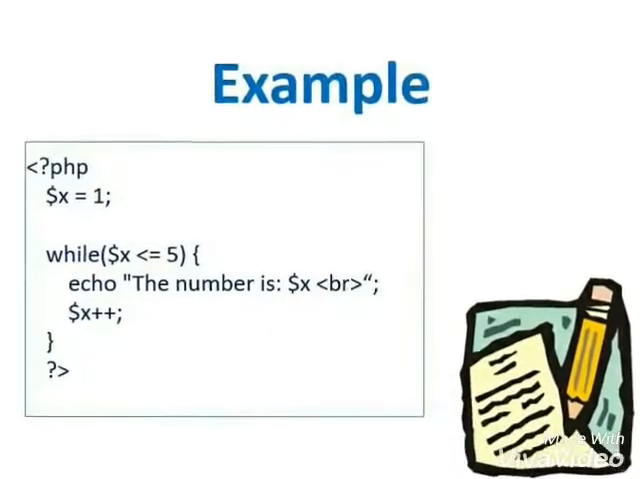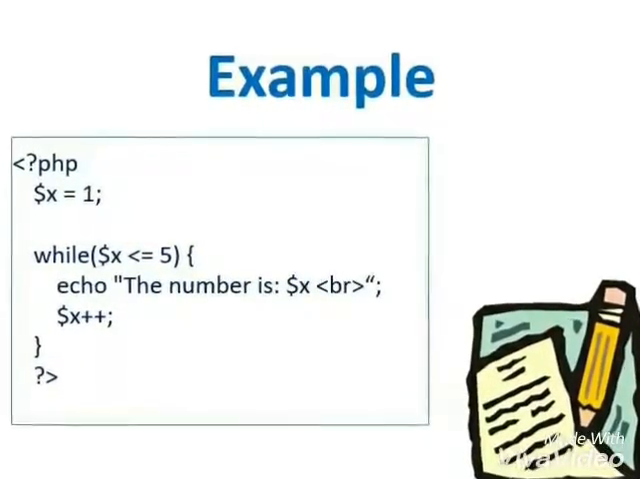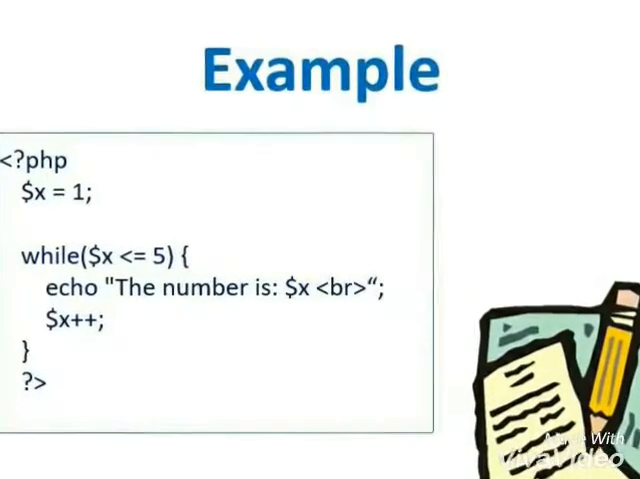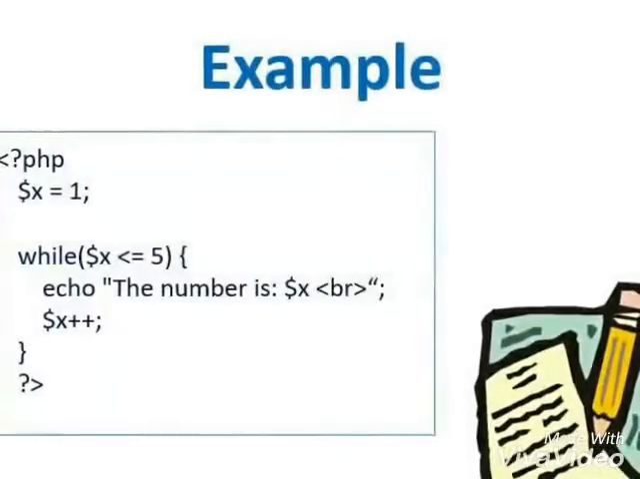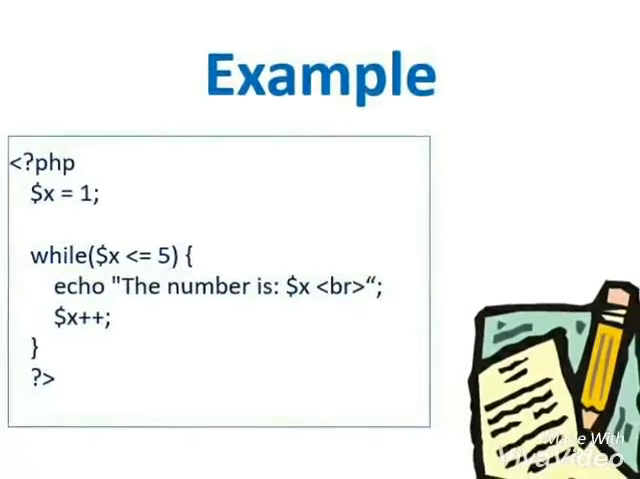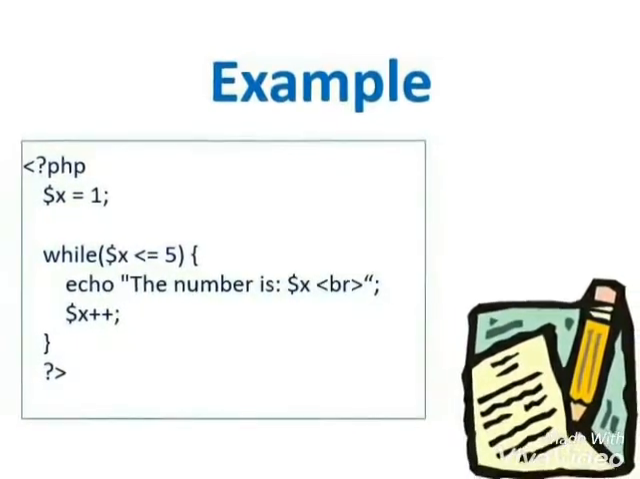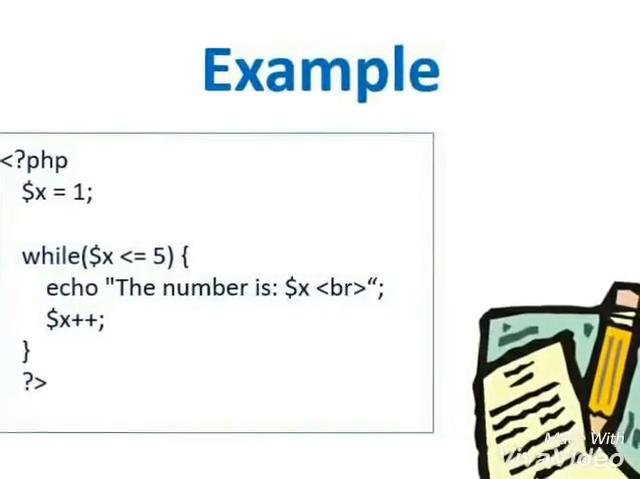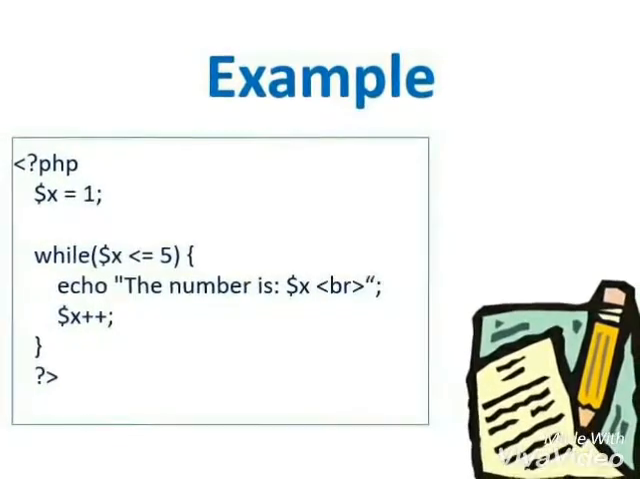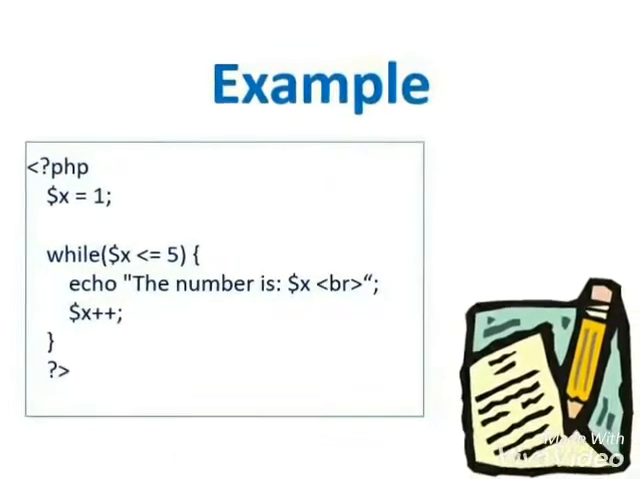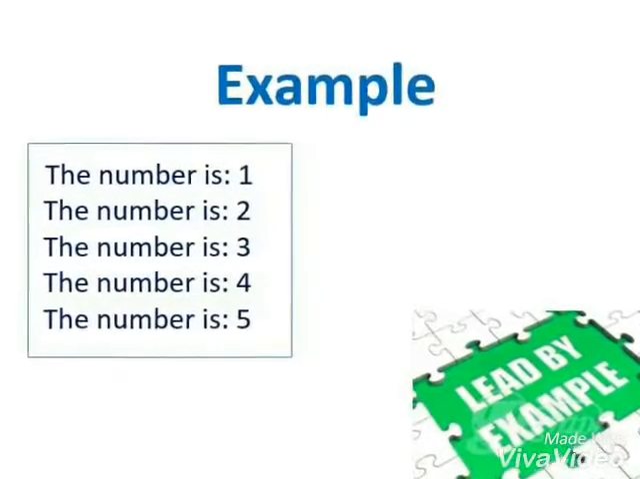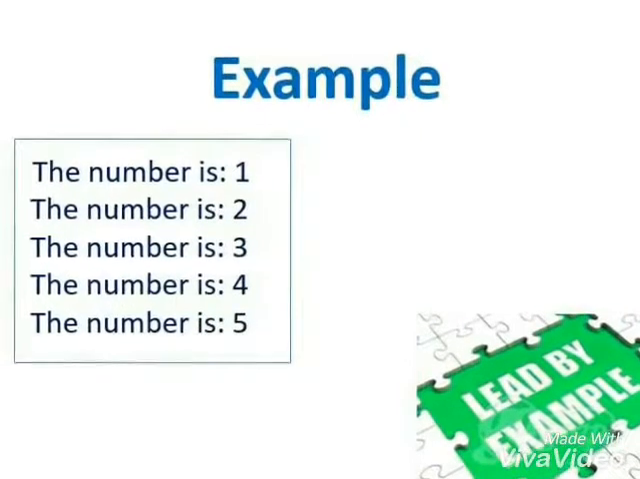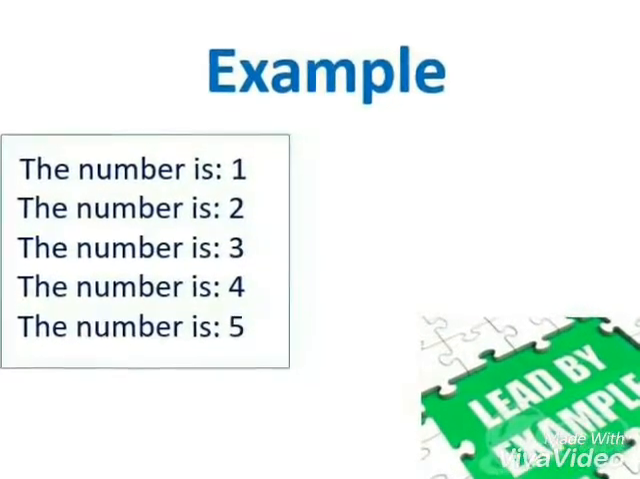The working of this is: firstly, the condition written after the while keyword is evaluated. If the condition is true, the loop body is executed and control again returns back to the while condition. If the condition is false, the control comes out of the loop body. When we execute it, the output will come like this: the number is 1, the number is 2, the number is 3, the number is 4, and the number is 5.